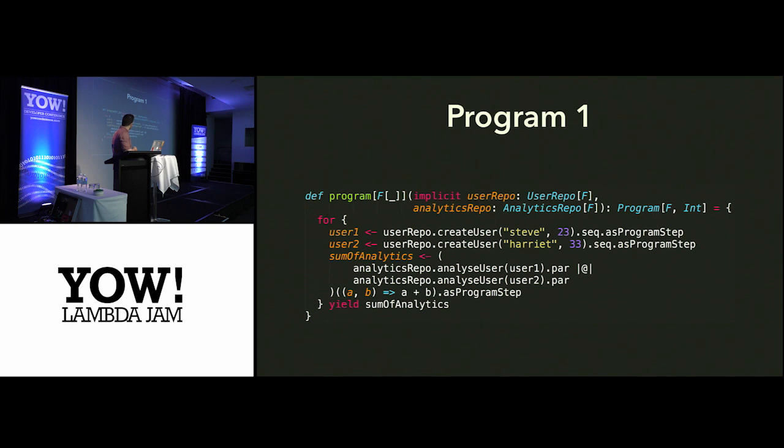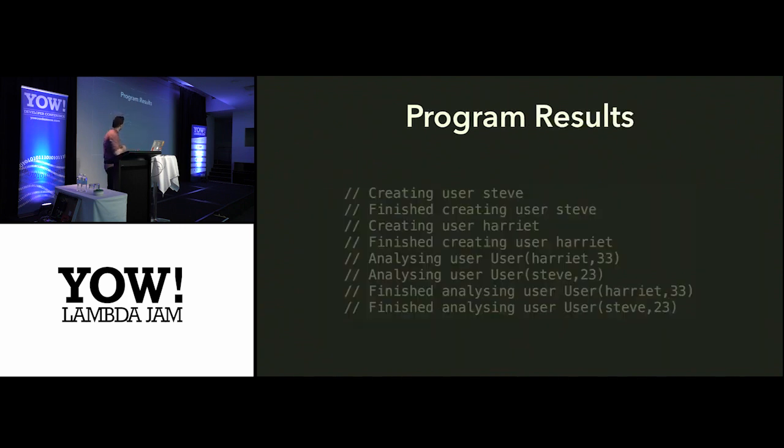So if we take a look at the program again, what we saw before, we had create users in sequence and then analyze them in parallel. And when we run that, we actually get exactly what we expect. We create the user Steve, then we finish creating the user Steve. Then we create the user Harriet and finish creating the user Harriet. So those things happen in sequence. And then you see we start analyzing the user Harriet and then start analyzing the user Steve, and then they both finish. So that's them running in parallel like we expected.